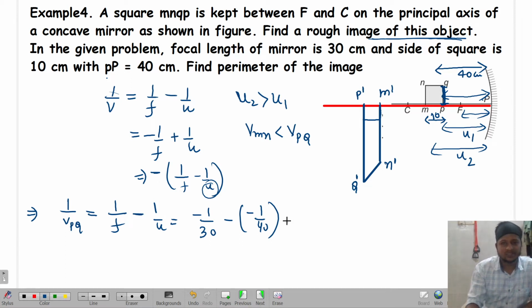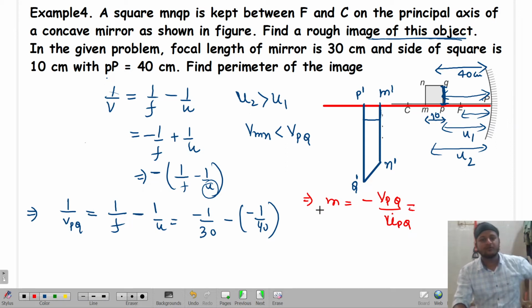After that, you have calculated the image distance. Similarly, you calculate the image distance for M prime N prime. You are aware of the height of MN, you are aware of the height of PQ. You will first have to calculate the magnification: magnification is equal to minus of V of PQ divided by U of PQ. Please try to see this. First, apply that magnification formula, that is equal to minus of image distance of PQ divided by object distance of PQ.